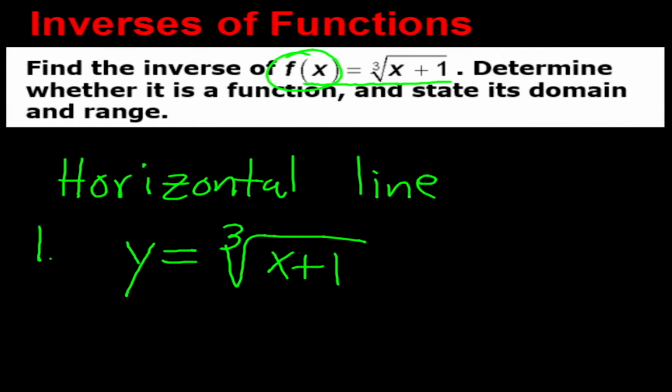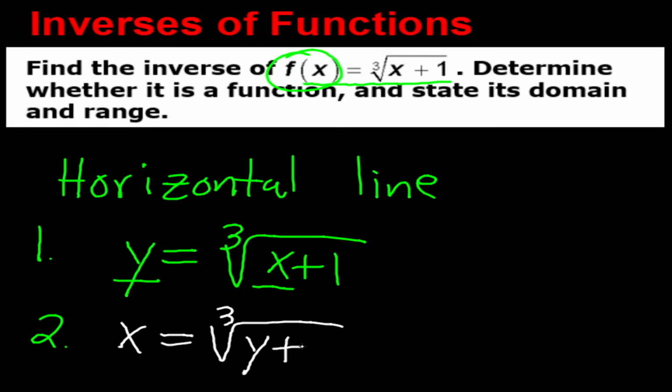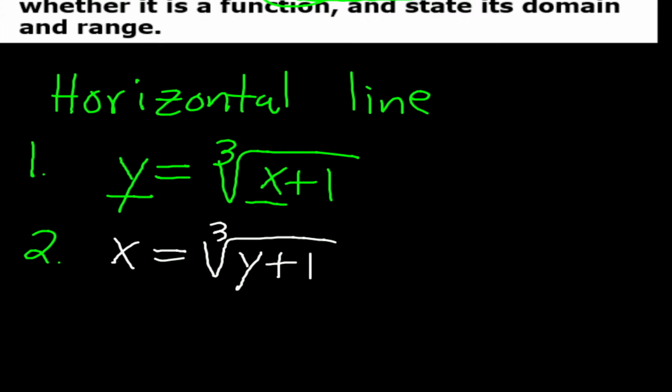All right, the second step I want to do is interchange y and x in my function. So where y is, I'm going to put x, and where x is, I'm going to put y. So let me change colors here so you can follow this a little better. So this now becomes x equals the cube root of y plus 1. So all I did was look at the function and interchange x and y.